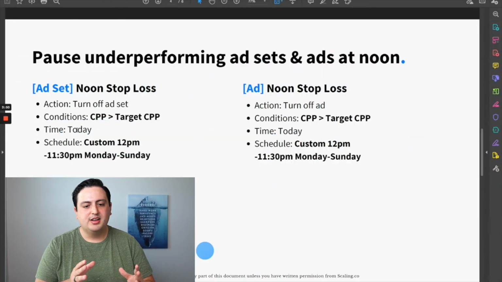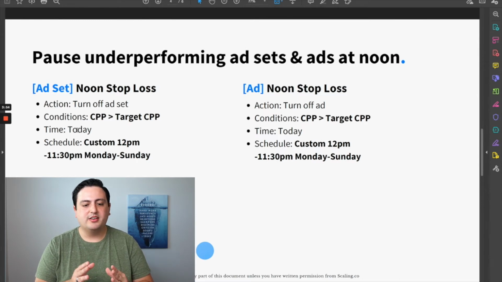But most likely, in the beginning of the performance of the day, your campaigns are going to kind of keep that performance, especially when you're at a high spend every single day. So use this rule to turn off the ads at noon your time. So here's what they look like. So ad set, noon stop loss, you want to turn off the ad set, right?